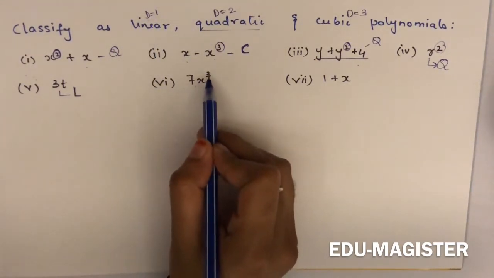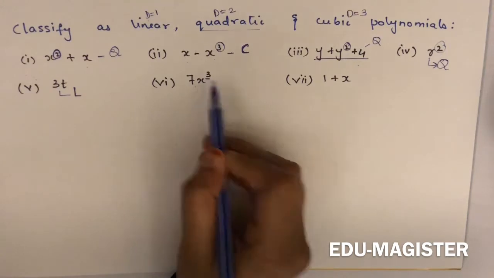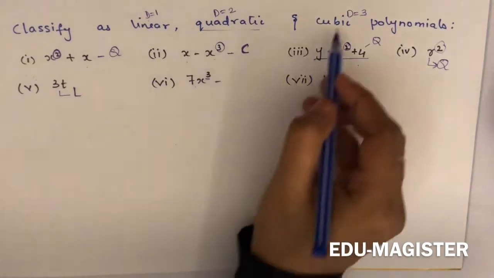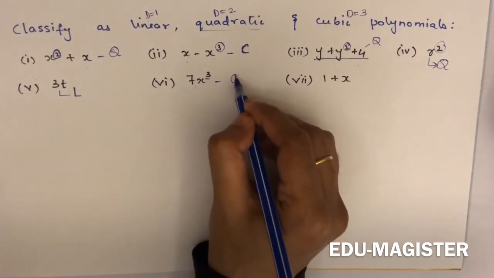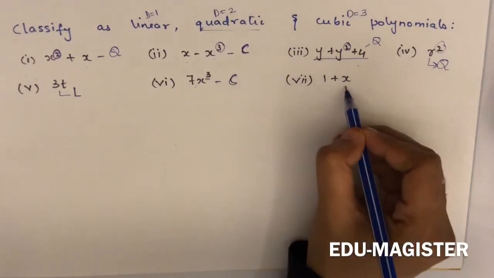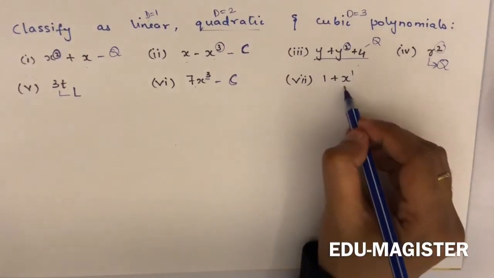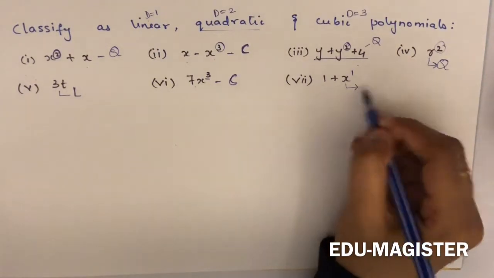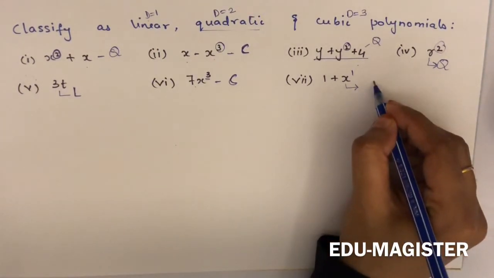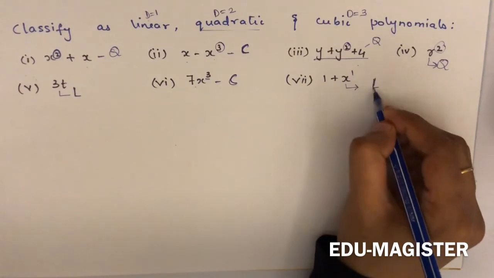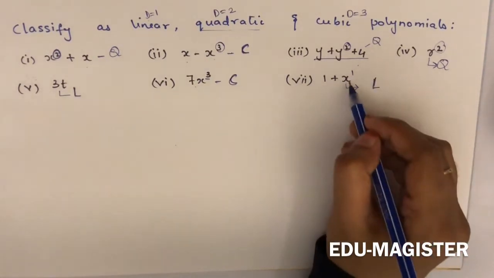Here, since the degree is 3, it is a cubic polynomial. Here, since the degree is 1, we name this polynomial a linear polynomial, because the degree is 1.